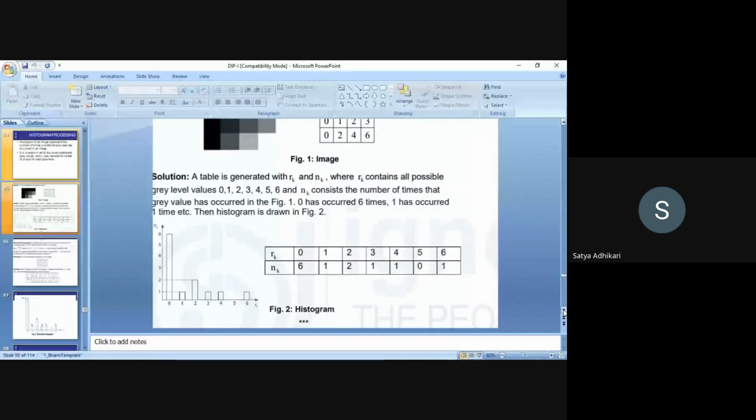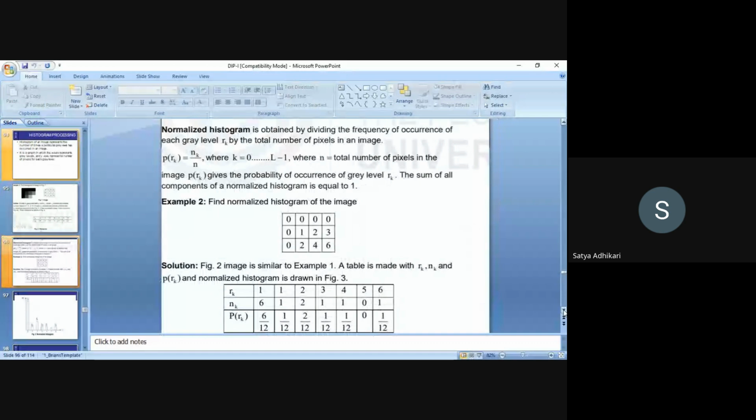Okay. So this is histogram. Histogram value. What is the function? What is normalized histogram? We will discuss in the next class.